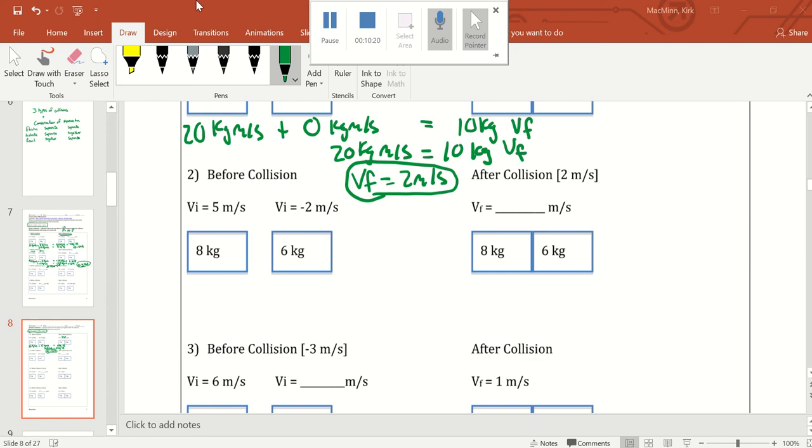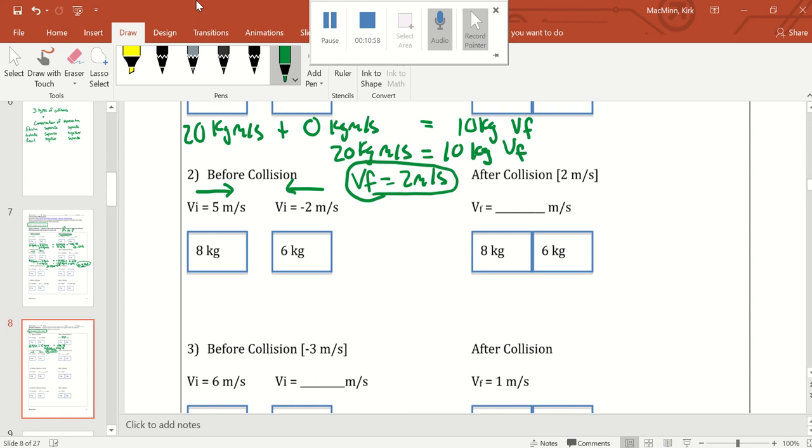Let's try another example. So initially here in number 2, I have an 8 kilogram mass moving at positive 5 meters per second. So that object's going to be moving to the right. We have a 6 kilogram mass moving to the left at 2 meters per second, or a velocity of negative 2 meters per second. And then that has to equal the total momentum of a 14 kilogram mass moving at some unknown final velocity. So let's go ahead and set this up.